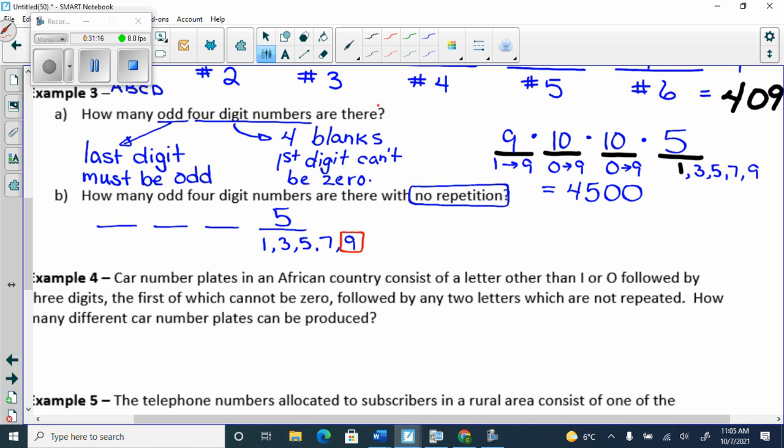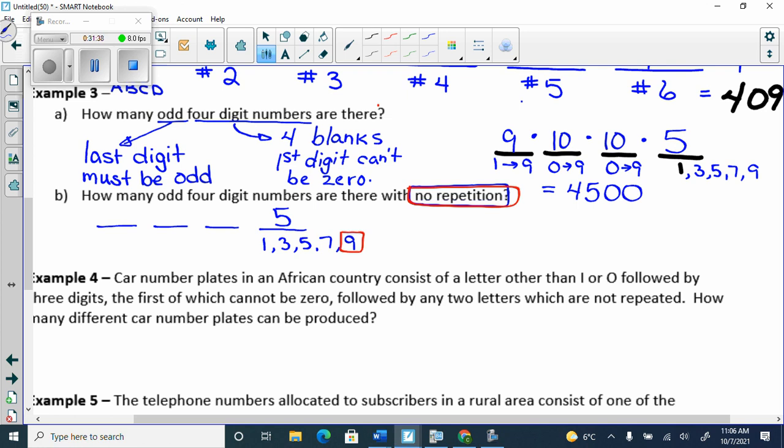Could you have picked 1, 3, 5, or 7 as well? Yeah, you just need to pick one and box it when it says no repetition. That's the key thing. You have to keep a number and box it. So now I go to my next restricted number, which was the first digit. It could be the numbers 1 to 9, correct? It just can't be a 0. We agree? Can it still be the numbers 1 to 9?